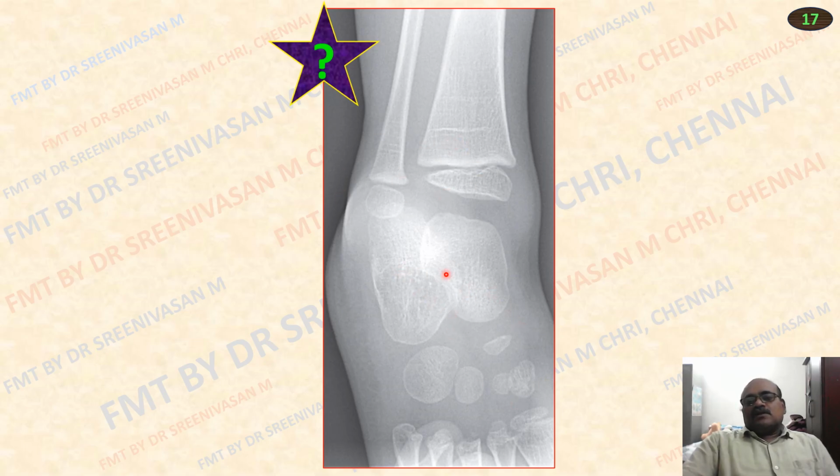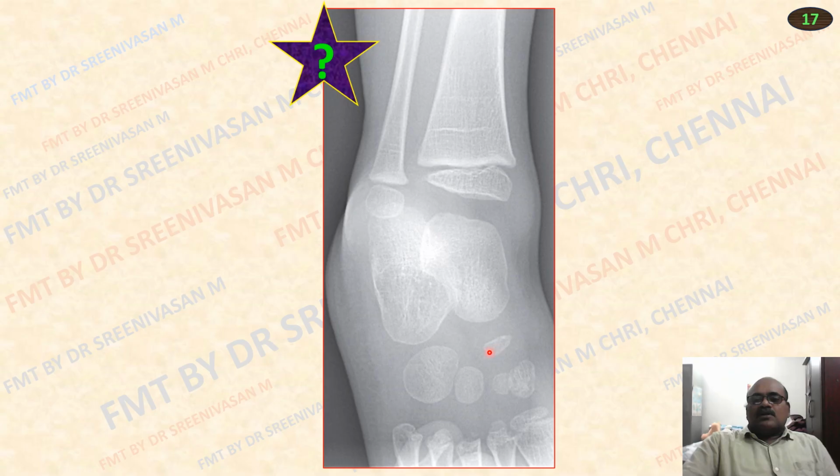There are talus, calcaneus, cuboid, right? Lateral cuneiform, middle cuneiform, medial cuneiform, navicular, all have appeared. Base of first metatarsal also appeared, not fused. So age is about 3 years.